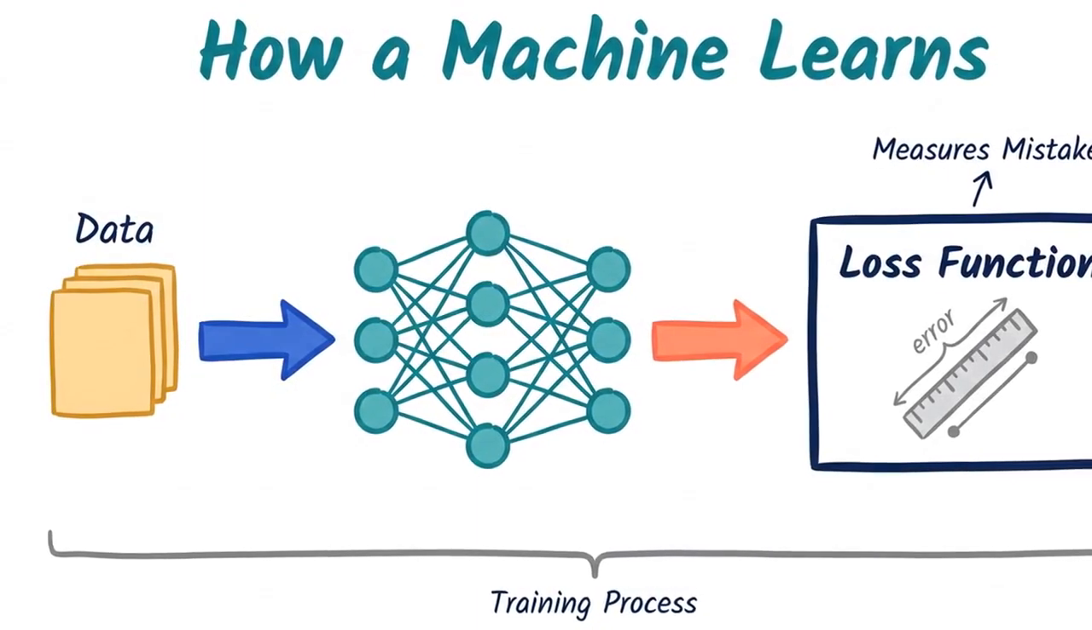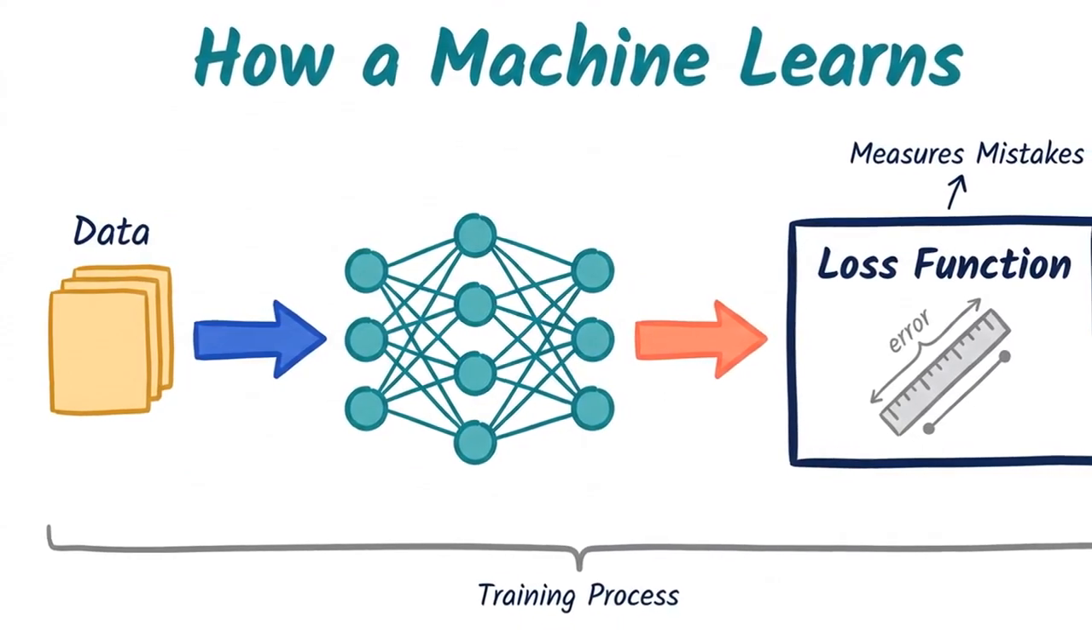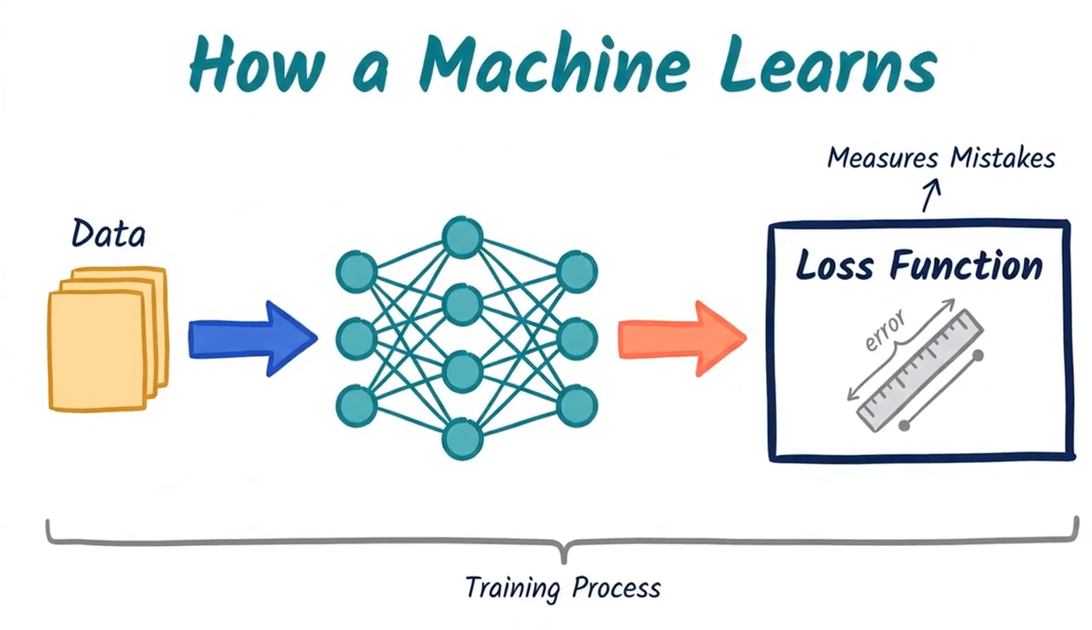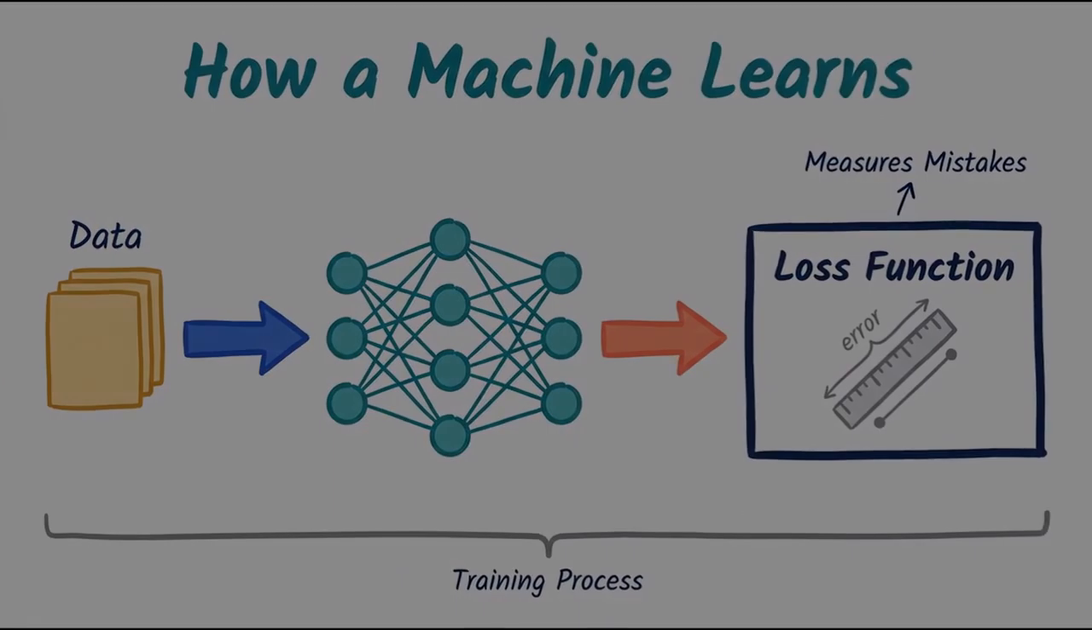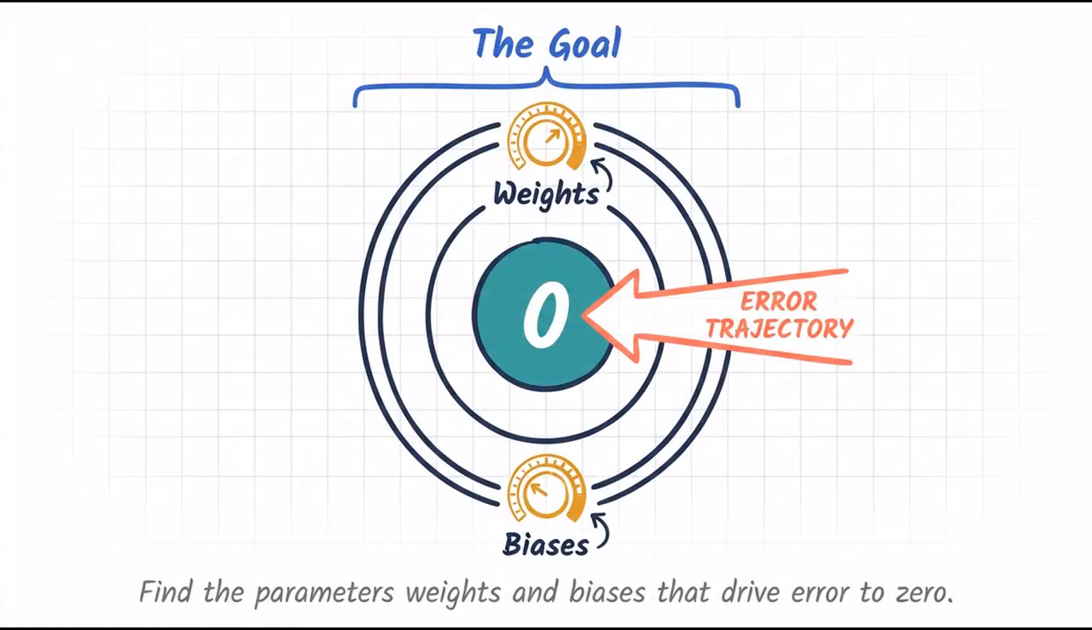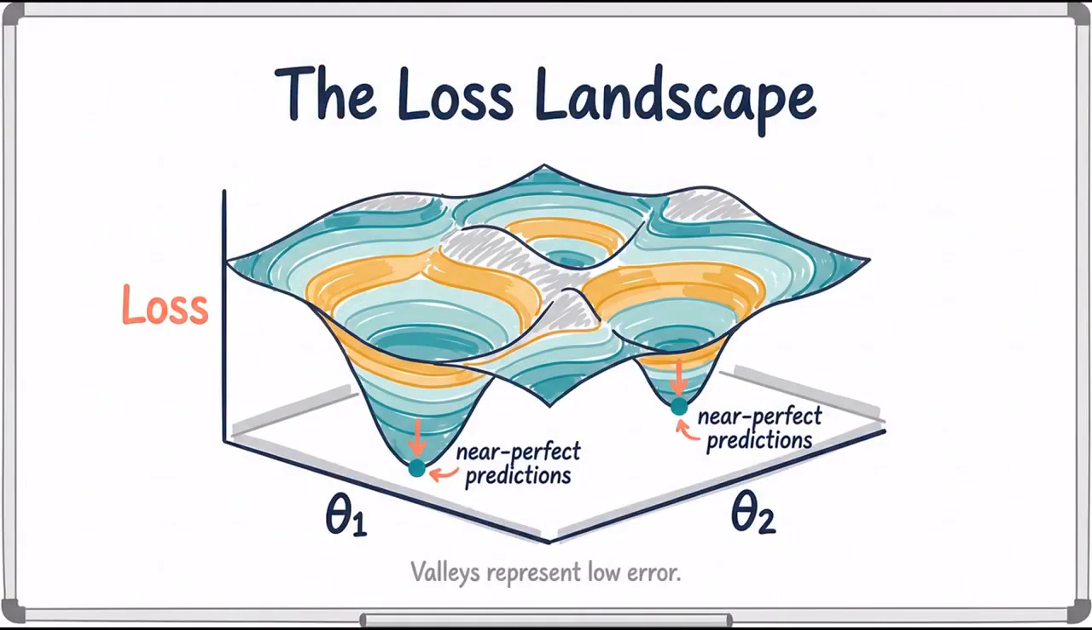To understand how a machine learns, we must measure its mistakes. When training a neural network, we feed it data and measure its errors using a loss function. Our goal is simple: find the parameters, weights, and biases that reduce this error to zero. If our model has only two parameters, we can plot the loss for every combination as a 3D surface, the loss landscape. Valleys represent near-perfect predictions.